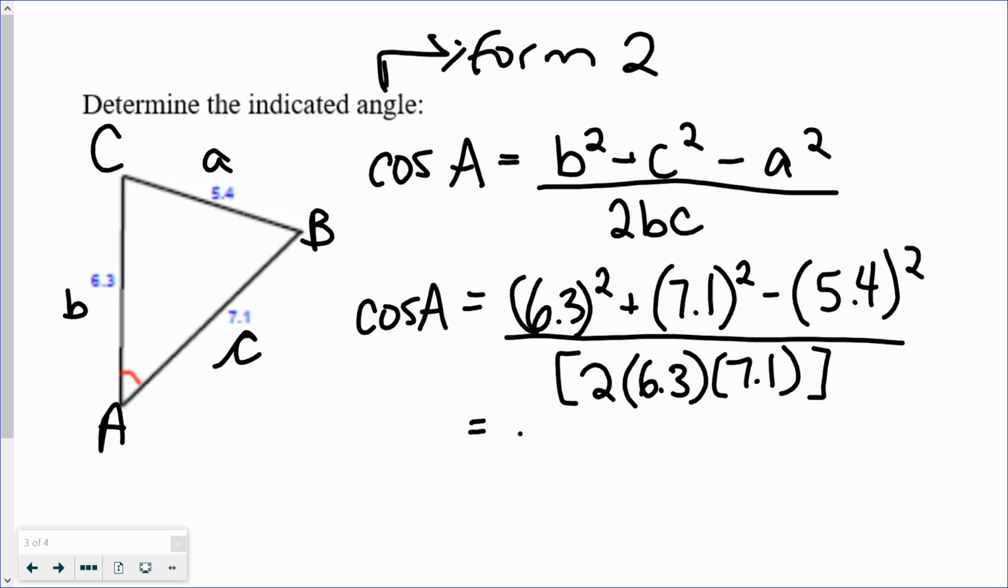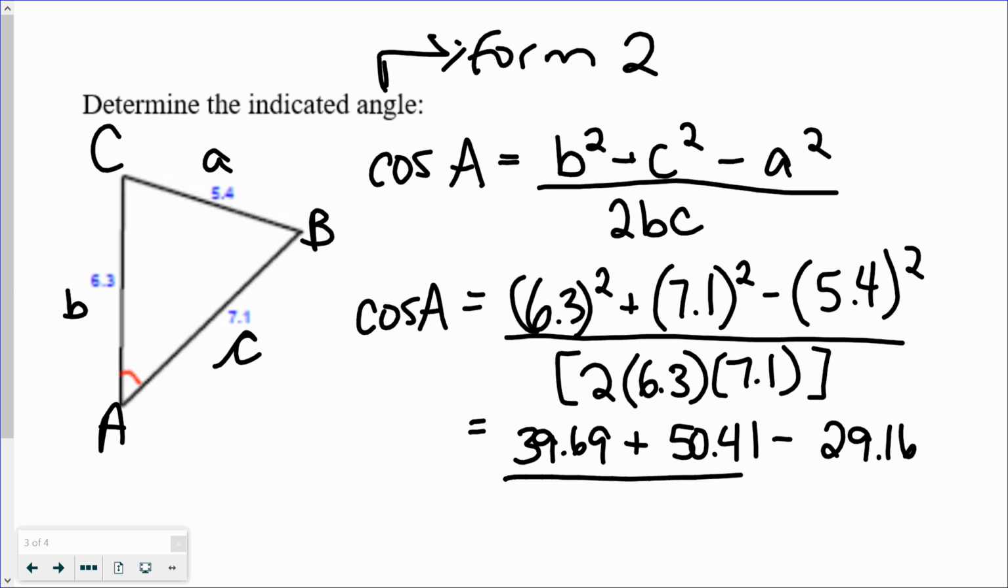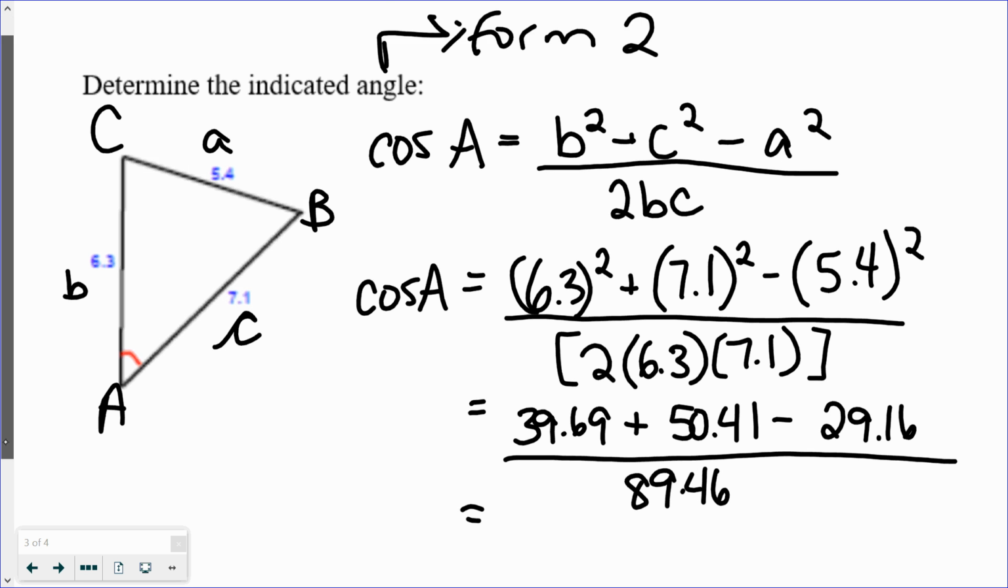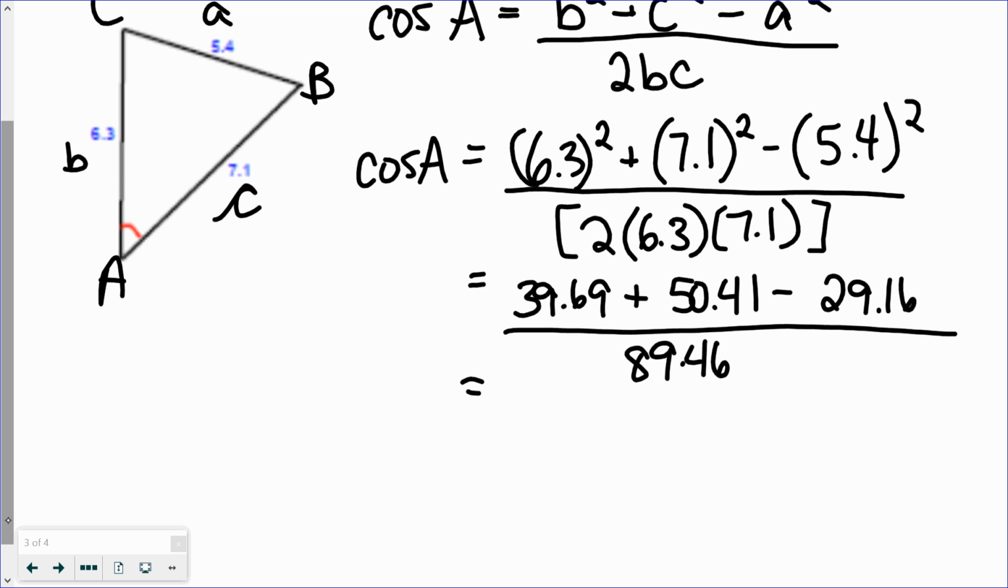So 6.3 squared is 39.69. 7.1 squared, 50.41. 5.4 squared is 29.16. And then multiplying that whole bottom part, so 2 times 6.3 times 7.1 is 89.46. Hopefully you're punching this into your calculator, either trying to punch it all in as one step from right here or doing the individual steps. Either is going to get you there, but if you find that sometimes you make a mistake punching things into your calculator, break it into the little steps.